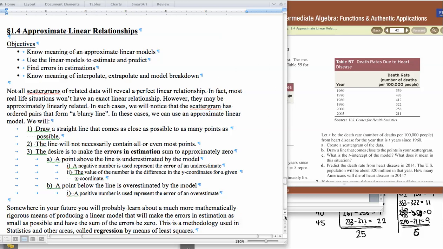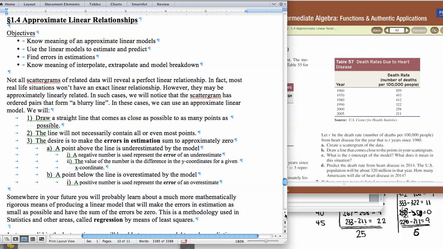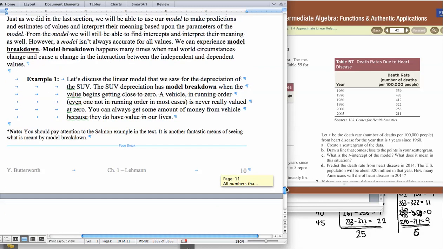So I'm going to go ahead and scroll down to the next section, and we're going to talk about some problems that can occur. Now, when we have an approximate linear model, we have some problems, and one of those is something that we call model breakdown. Model breakdown occurs because the real-world set of circumstances are only valid in a certain area, and we can't make predictions beyond that original area. So that's what happens with model breakdown.